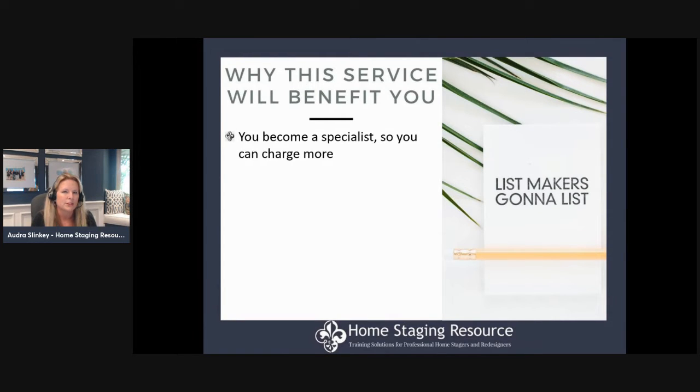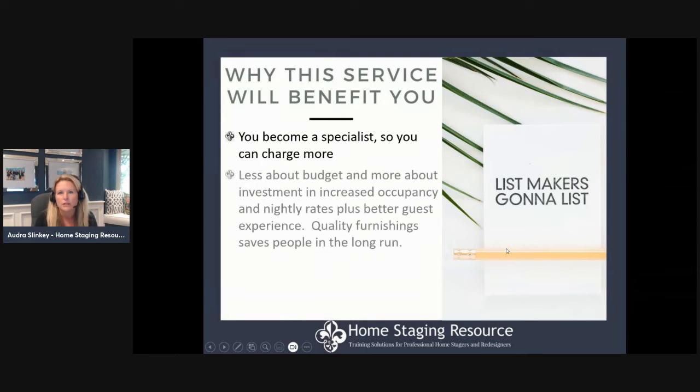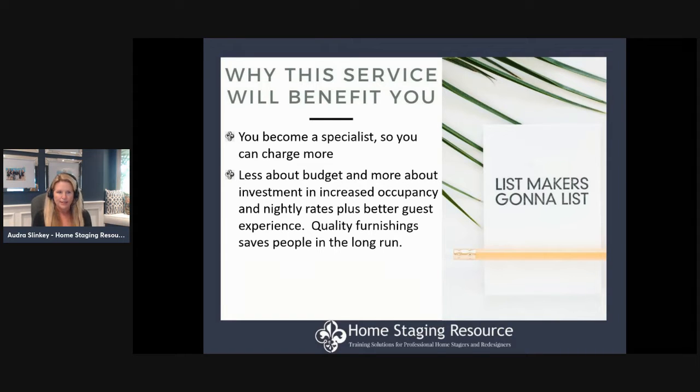You become a specialist. A lot of people don't realize that when you say this is what you're doing, you're becoming a specialist in it. It's not that I can just design for everyone. So you can typically charge a bit more. People understand that you understand the nature of this industry. It is its own beast. It's less about budget. It's more about investment for your clients in increased occupancy, like I said, nightly rates, and guest experience. So educating clients on quality furnishings really saves people in the long run.